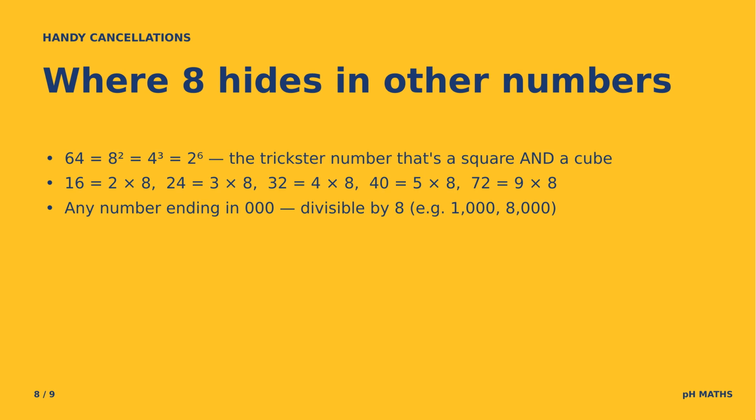Where 8 hides, 64 is the trickster. It's 8 squared, 4 cubed, and 2 to the 6th all at once. 16, 24, 32, 40, 72, all multiples of 8. 512 is 8 cubed and 2 to the 9th. And any number ending in 3 zeros, 1000, 8000, is divisible by 8, because 1000 itself is. Spot the zeros, save the working.